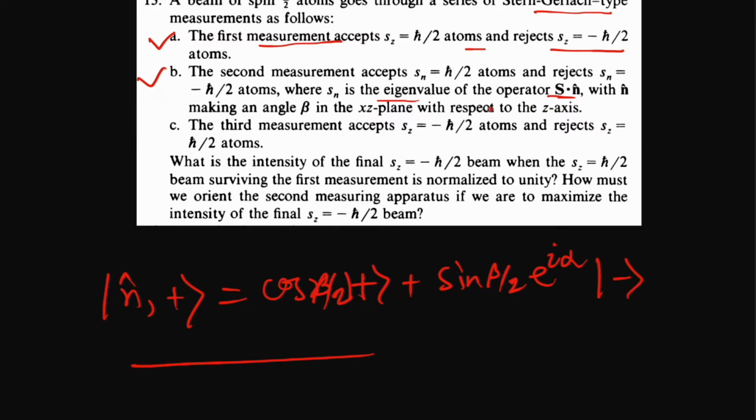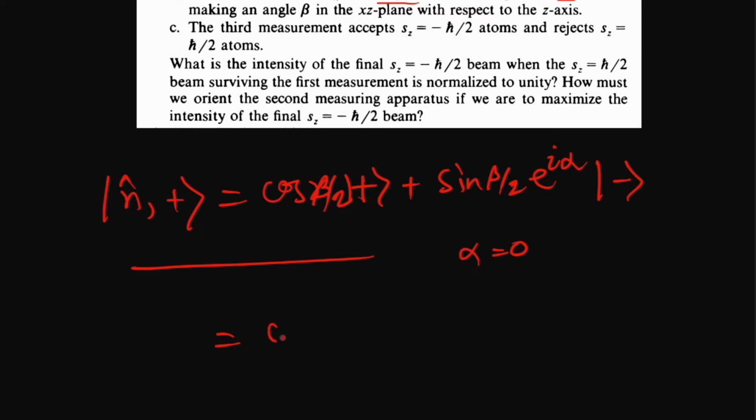With n cap making an angle beta in the xz plane, that means here alpha equals 0. That means the eigenvector or eigenket will be cos beta by 2 plus sin beta by 2 minus.